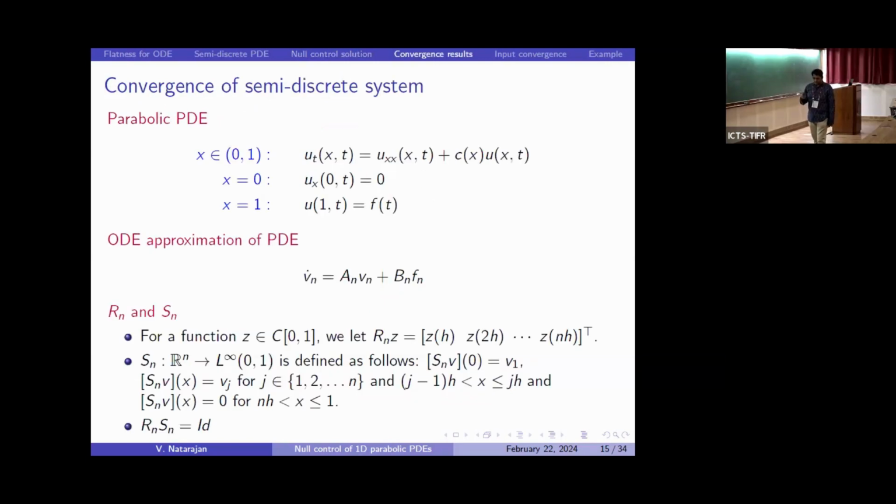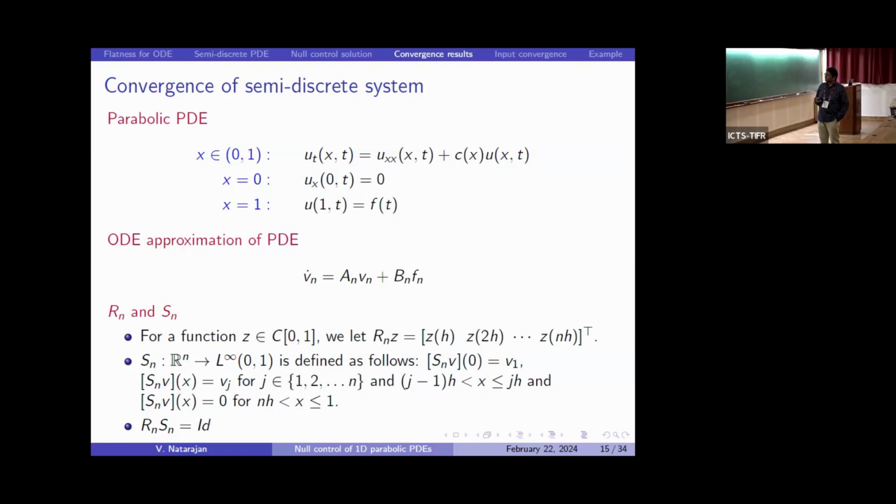Before we address the convergence of the null control signals, we need to collect some results about convergence of the ODEs, the semi-discrete ODEs, to the solution of the PDE. We have this expression Vn dot is An Vn plus Bn Fn. That's your semi-discrete ODE. You want to know the relationship between the solution Vn of this semi-discrete system and the solution U of the PDE. That's what we have to establish.